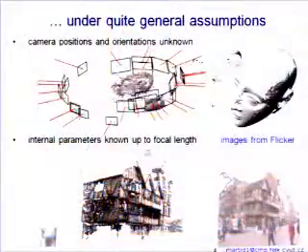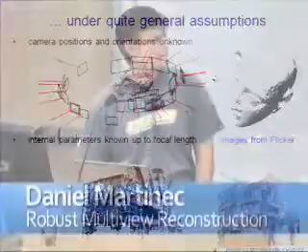Moreover, we don't know the focal length, but we assume that other internal camera parameters are known: the principal point is in the image center, and we have square pixels. So these kinds of images can be found, for example, on Flickr.